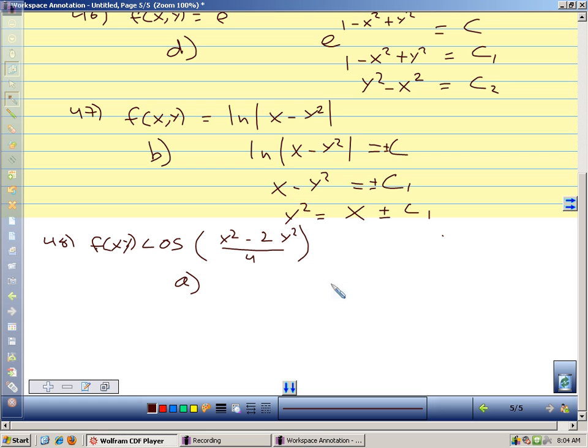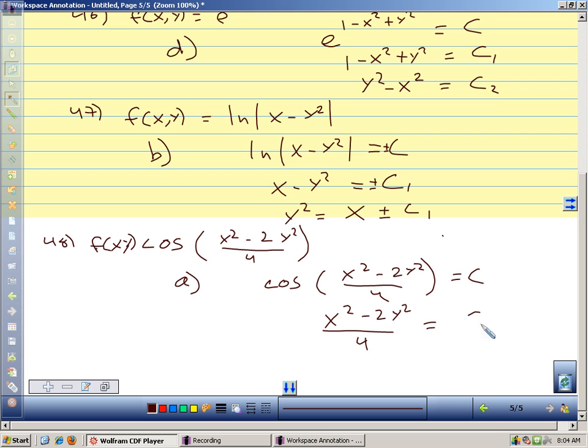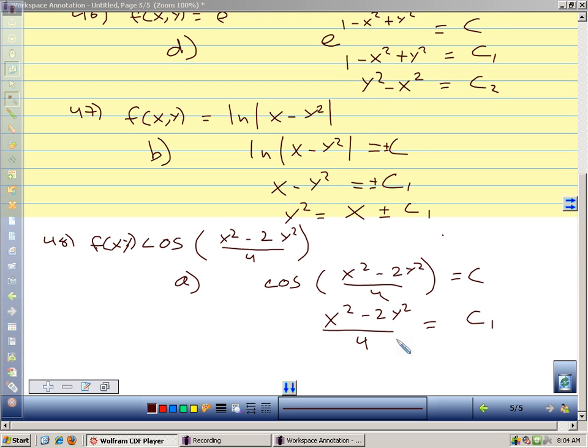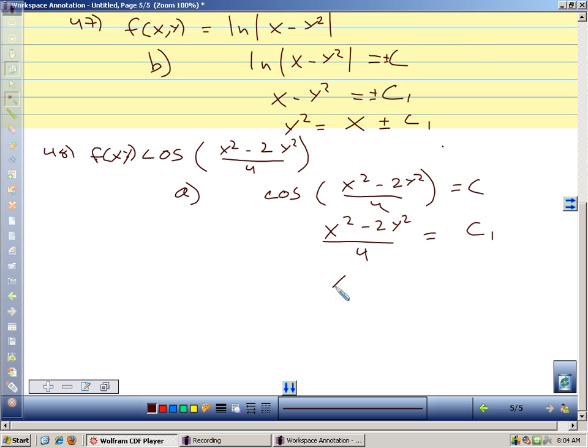And if we wanted to analyze it, we would say that the cosine of x squared minus 2y squared over 4 is a constant. And we take the inverse cosine of both sides, so x squared minus 2y squared over 4 is some other constant, inverse cosine of whatever that constant is. And we get x squared minus 2y squared equals 4 times this constant. And these are ellipses. So our level curves are ellipses.